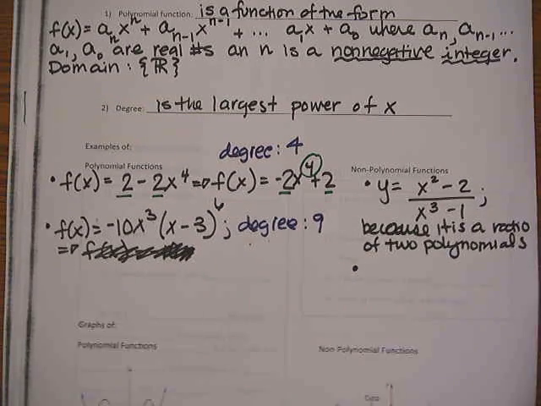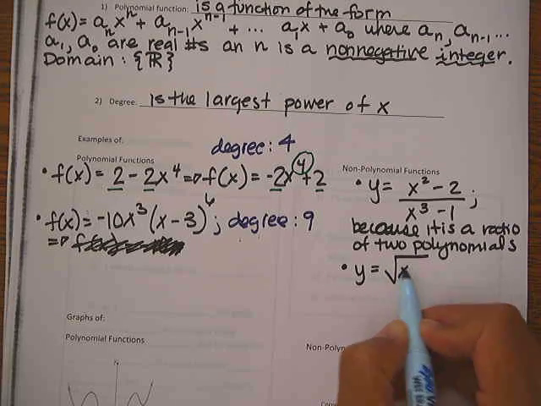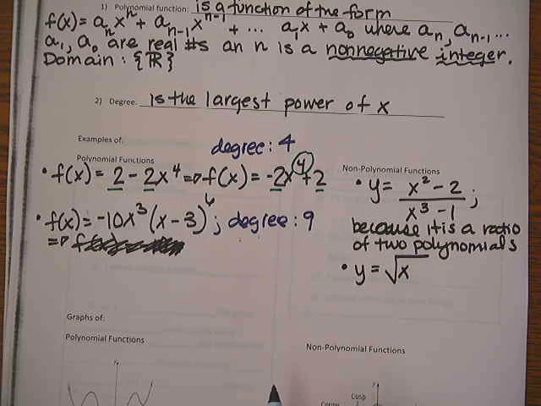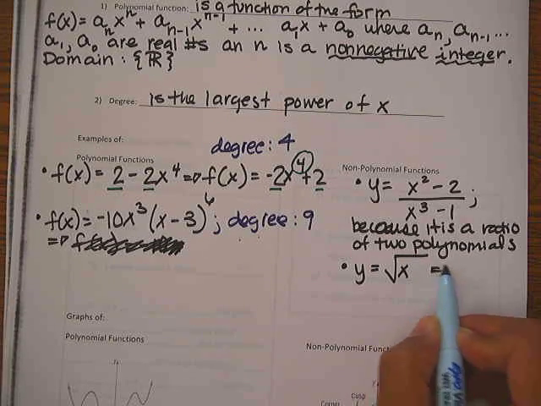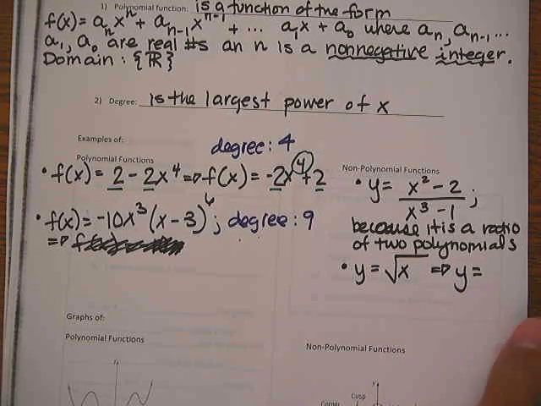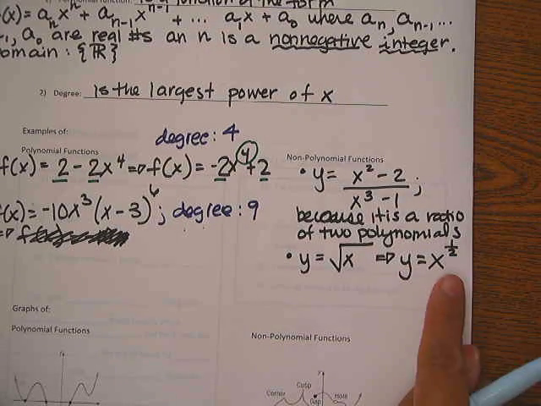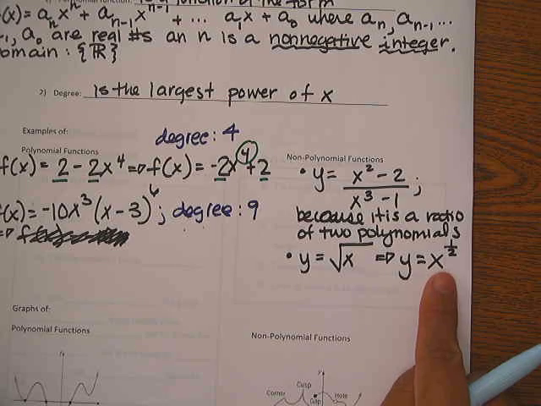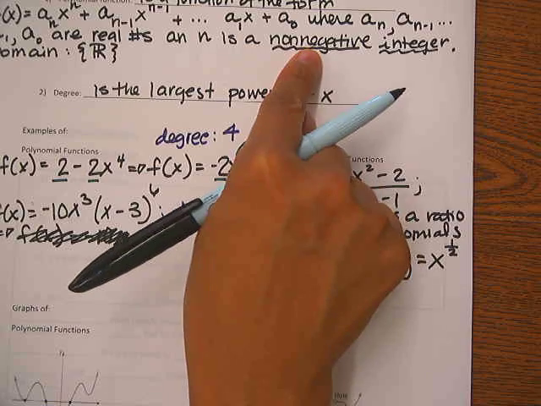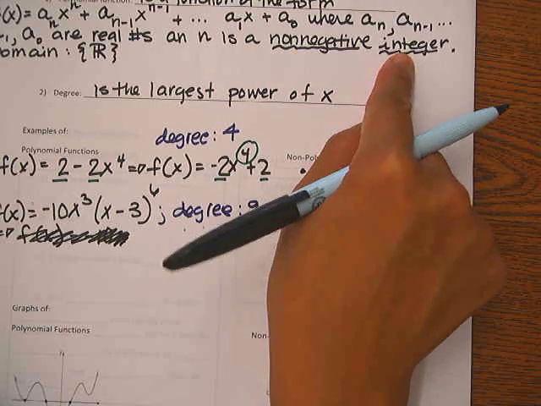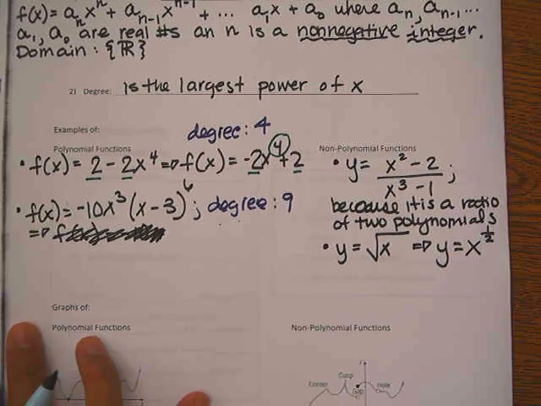All right, so over here, non-polynomial. y equals square root of x. Okay? And the reason that this is not a polynomial is because when I want to rewrite it, square root of x is really x to the power of a half. Okay? Because x is to the power of half, well, half is positive, so that's true, but it's not an integer. So therefore, this is not a polynomial. Okay? All right, one more.